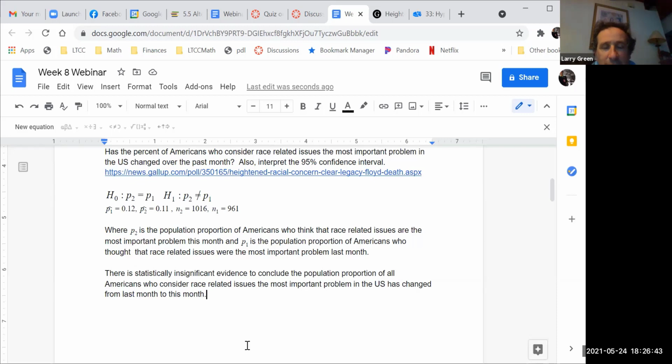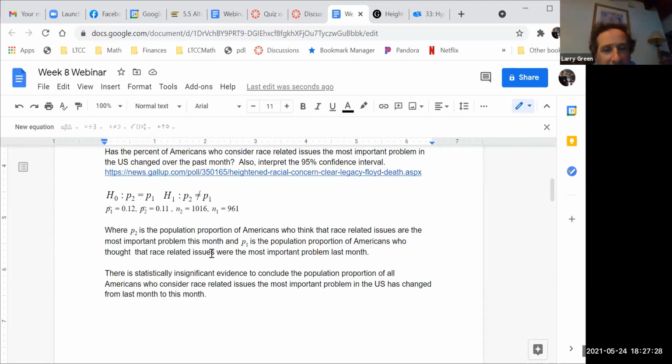The p-value is 0.51. So that means if the population proportion of people last month and this month who consider race relations the most important problem in the United States hasn't changed, and we did another study last month of 961 and this month of 1,016 people, then there would be a 51% chance that, and now notice that the proportion we got was a 1% difference, that there'd be at least a 1% difference in the proportion month by month. So exactly the same idea.